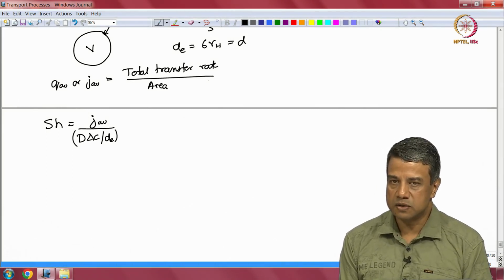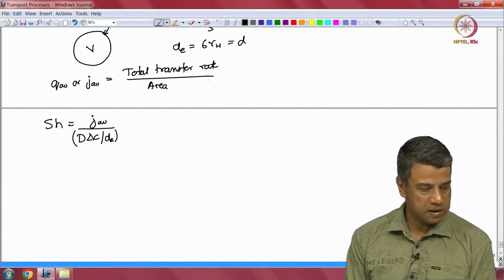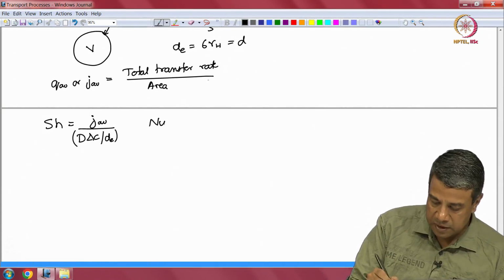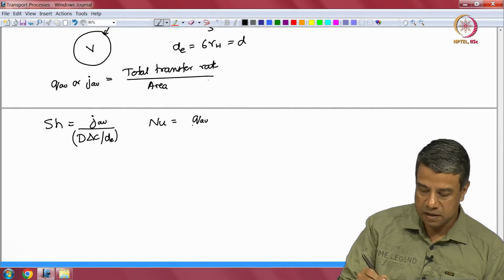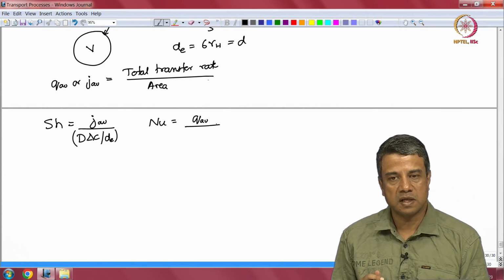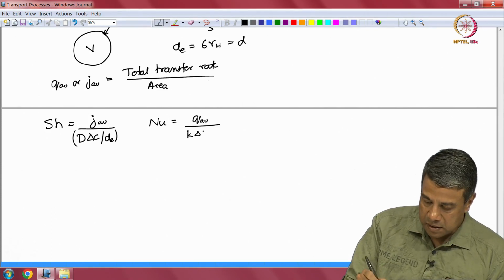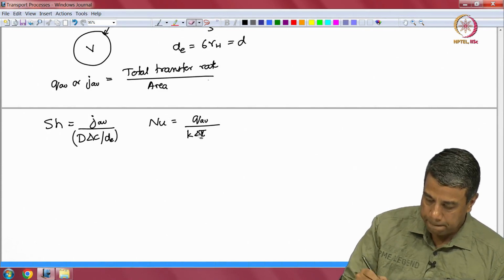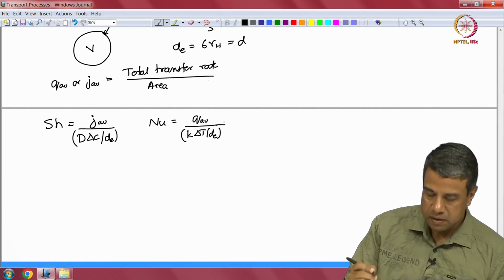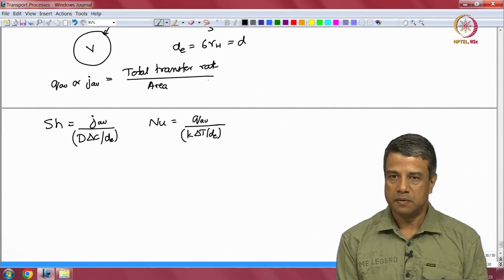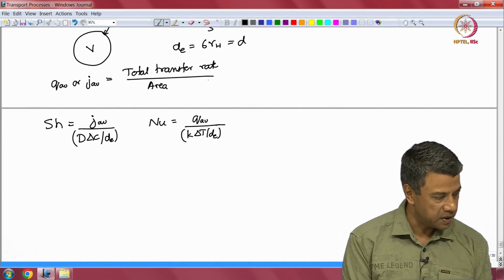Equivalent diameter is suitably chosen for either the flow within a conduit or the flow around an object, and the Nusselt number is defined as Q average, the average heat flux, divided by a term that has the same dimension as the right side of Fourier's law of heat conduction, K delta T by the equivalent diameter. So, these are the definitions of the dimensionless groups, whether it is for flow within a conduit or around an object.